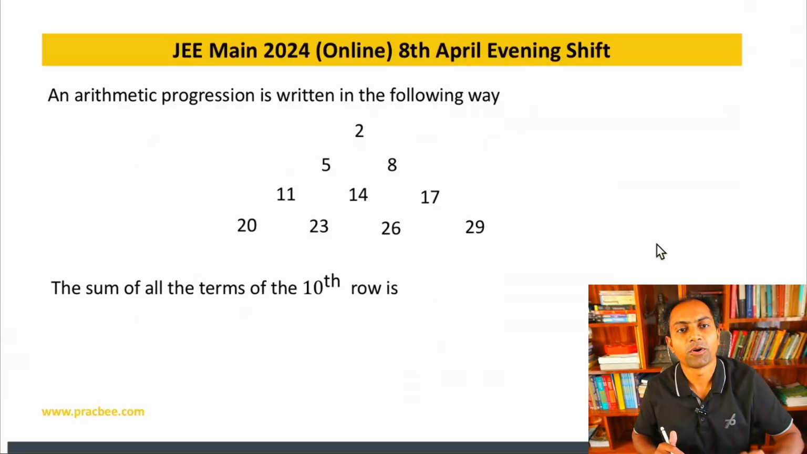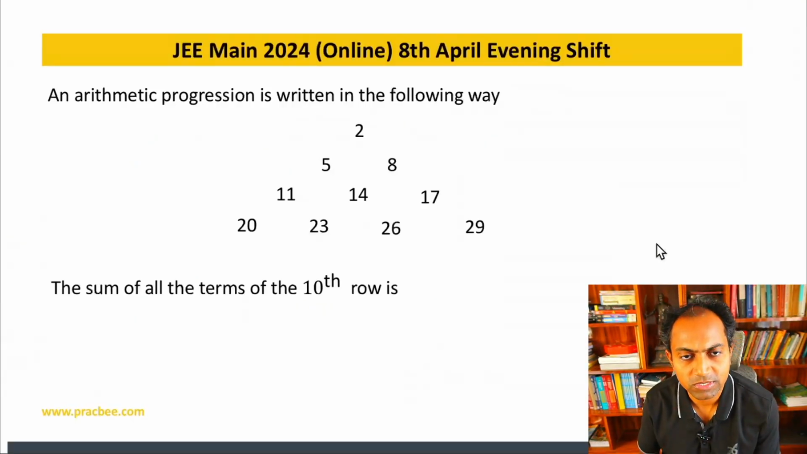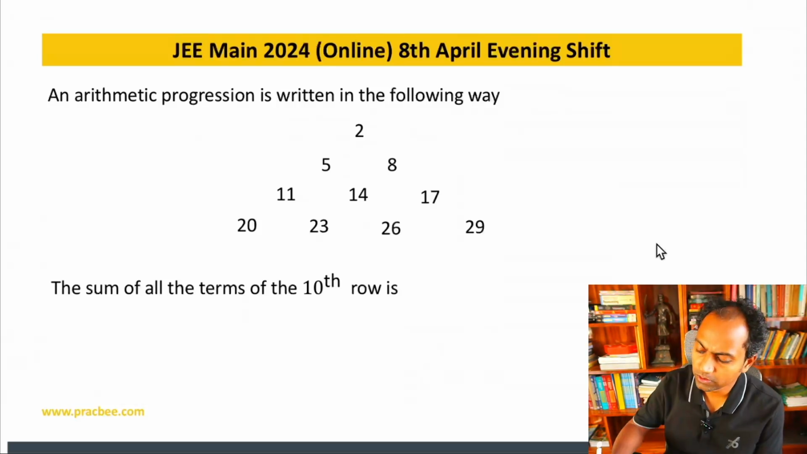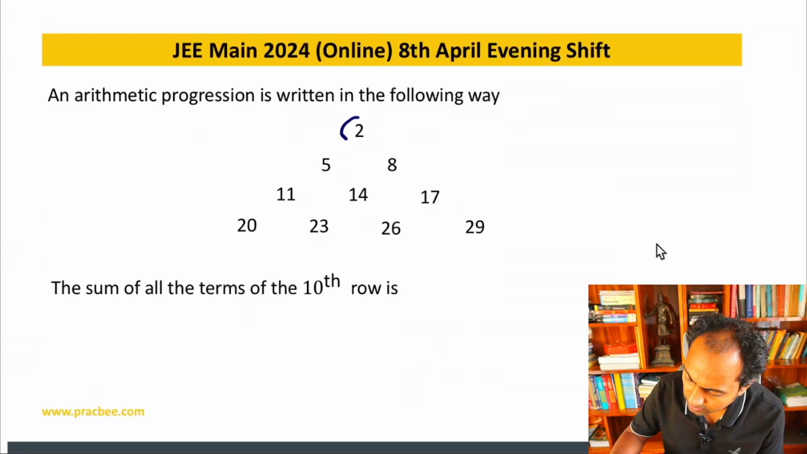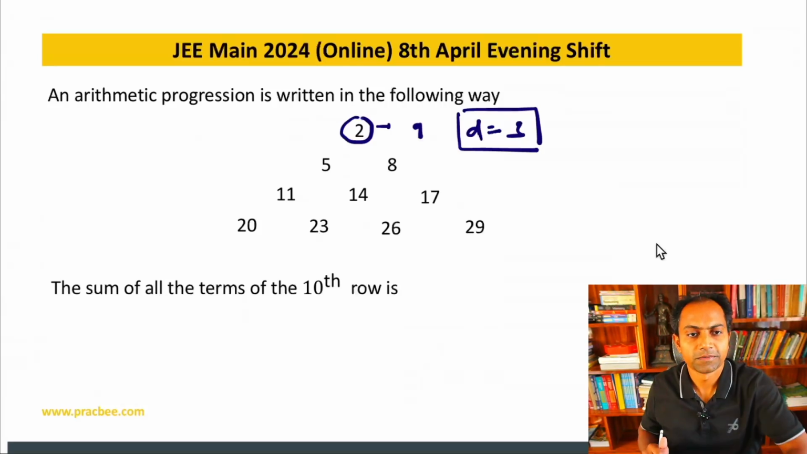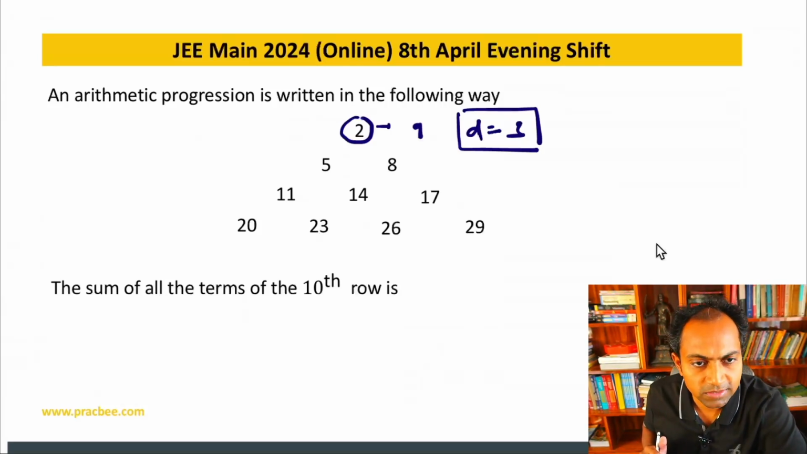Now a similar kind of question was again asked in 2024. The question says that you start from 2, then 5 will come, then 8 will come. So the important thing to notice in this sequence is that the first term is equal to 2 and the common difference is equal to 3. Now they have written it in a cascading mountain form. What they want us to find is the sum of terms in the 10th row.